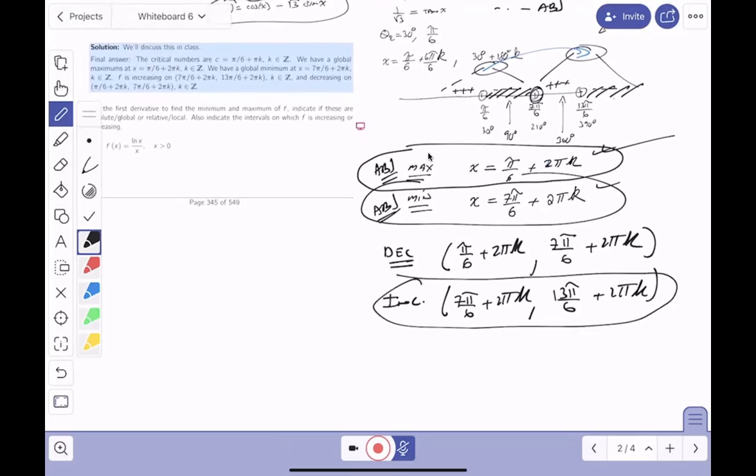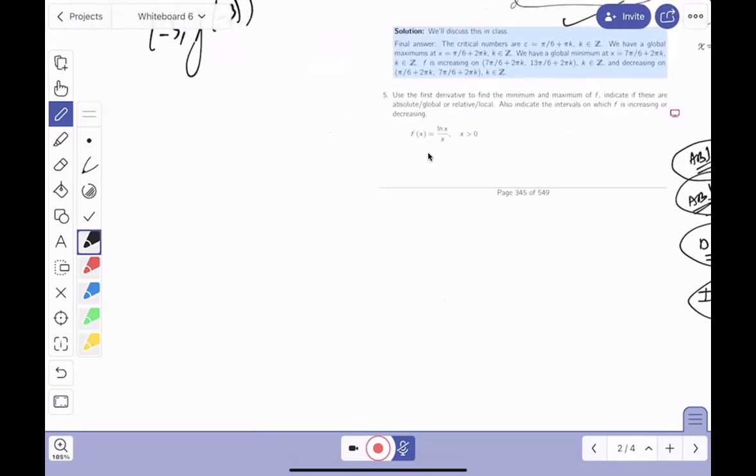Let's see if I got that right. Increasing: 7 pi over 6 plus 2 pi k, comma, 13 pi over 6 plus 2 pi k. I got that. And decreasing, I got this over here at pi over 6 plus 2 pi k, 7 pi over 6 plus 2 pi k. We're doing good. All those skills that you learn in Math 119, 120 are certainly paying off in your ability to do calculus fluidly. Let's do the next problem, number 5.